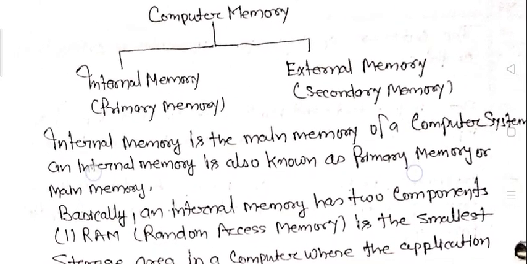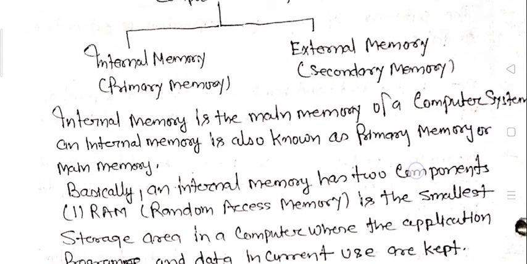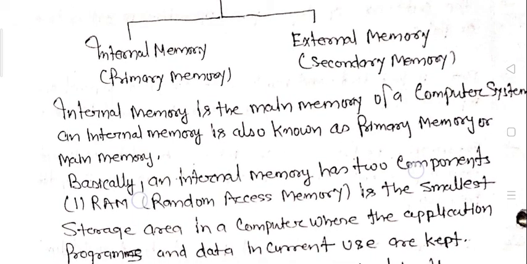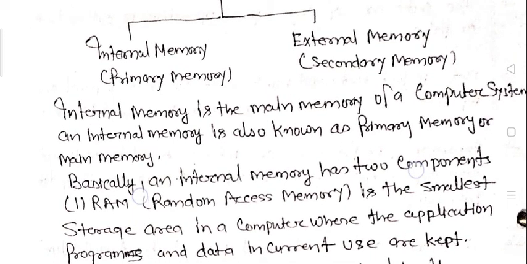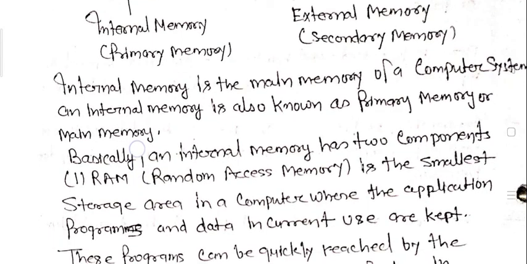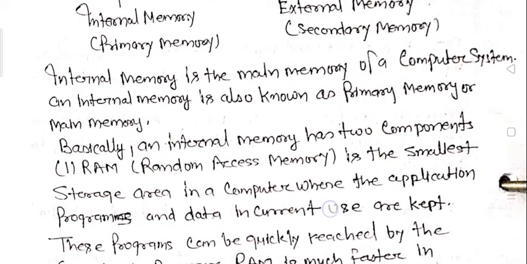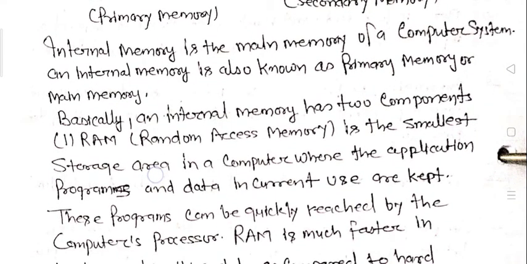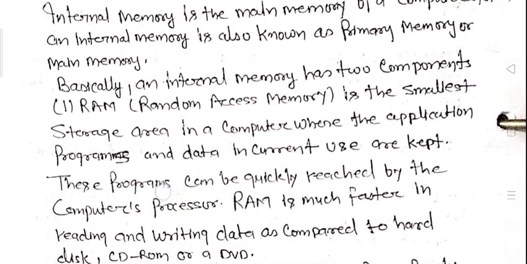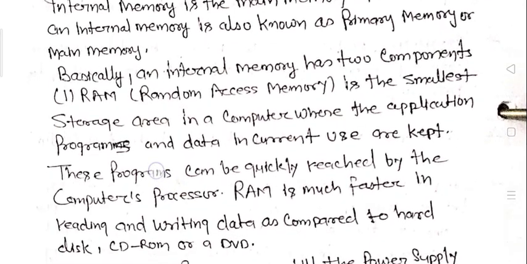Computer memory has two types, internal memory and external memory. Primary memory is called internal memory, and secondary memory is called external memory. Internal memory is the main memory of a computer system. It is also known as primary memory or main memory. Basically, internal memory has two components.